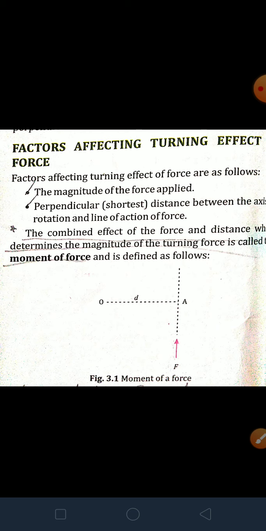There are two factors. One is the magnitude of the force applied, another one is the shortest distance between the axis of rotation and line of action of force. Okay, both things we will understand. The combined effect of the force and distance which determines the magnitude of the turning force is called moment of force. Okay children, so moment of force depends upon two things. One is force, another one is distance.